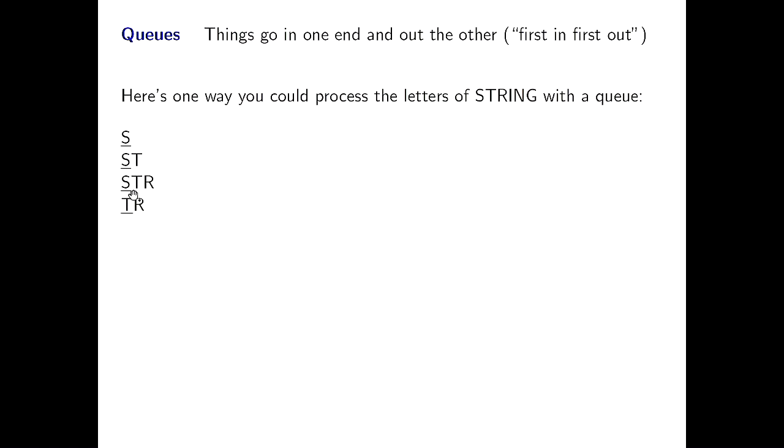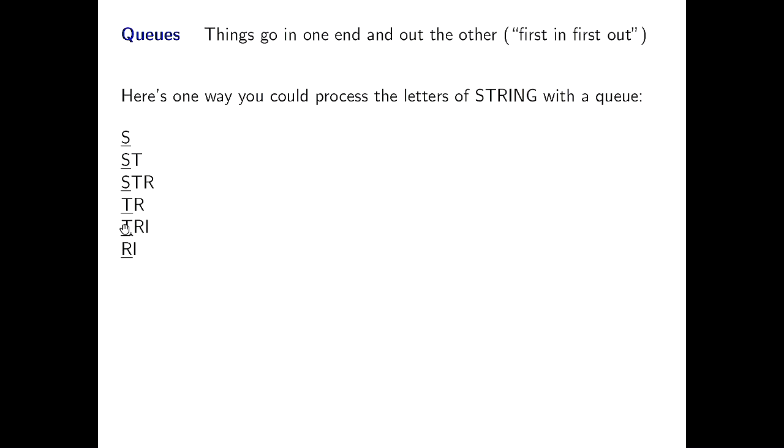And then maybe I deal with S in some way, right? So I do whatever I need to do with S. I've dealt with it, I've served it, I can drop it out of the queue, and that means everything moves left one click, and now T is at the head of my queue after having waited its turn. And now maybe I add I to my queue, and maybe then I deal with T, and so now R is at the head of my queue, right?